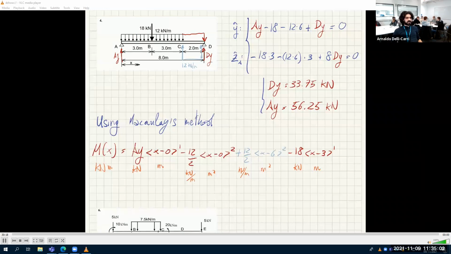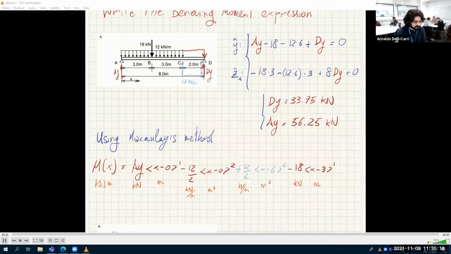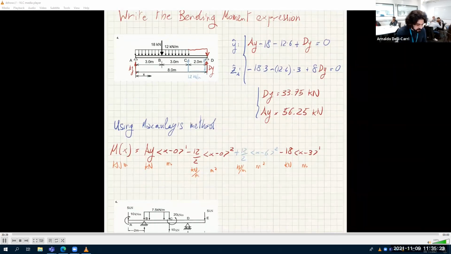That's why it's very, very powerful, Macaulay's method. It's very simple, and it's one of your favorite questions at the exam as well. Is it? Isn't it? Yeah, it is, because it's easy. These are 3 marks. That's it. Done. Any questions?